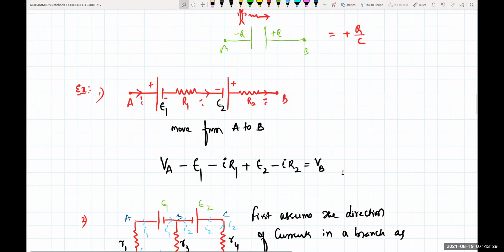When another cell comes, I cross from negative and I'm standing at the positive terminal, so it will be plus E2. Again, I'm going in the same direction as the current, so minus I into R2. That will be equal to VB. Is it clear? Is it clear? How to take the sign convention? Please check again, and if you don't understand, please let me know.